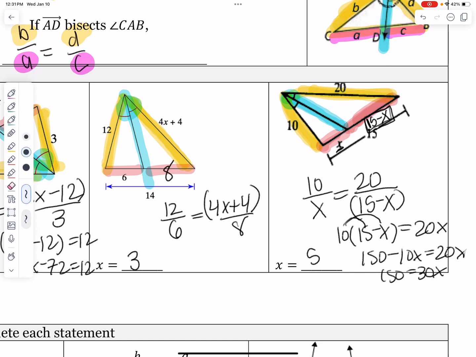Plug it in and make sure that that makes sense. This will be 5. This will be, oh goodness, this will be 5. This will be 15 minus 5, which is 10, which does in fact add up to 15. And 20 over 10 is 2 over 1. 10 over 5 is also 2 over 1.